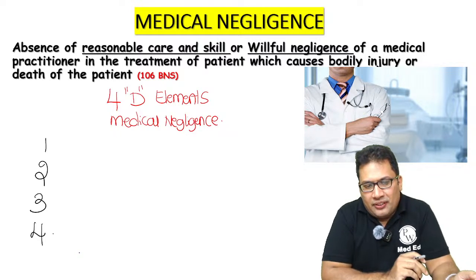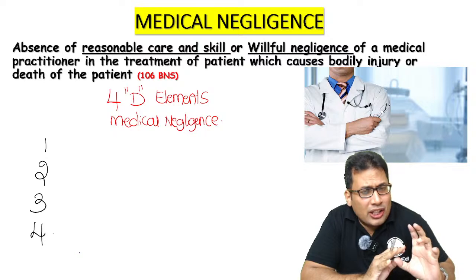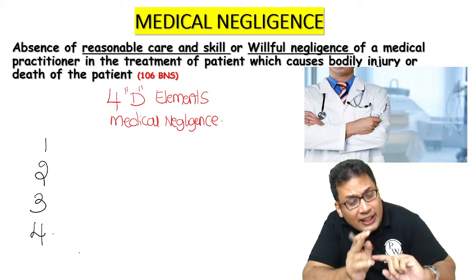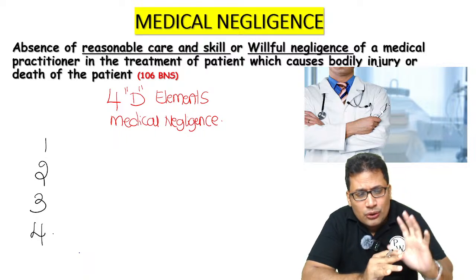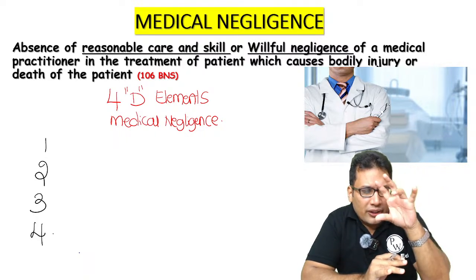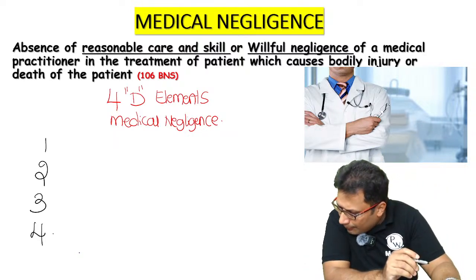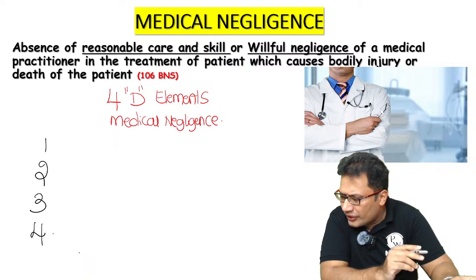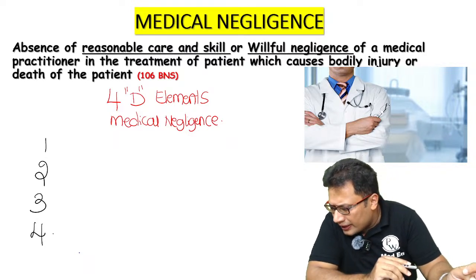So the 4D elements, for example, doctor and patient. What are the 4D elements of medical negligence? That is absence of reasonable care and skill or willful negligence. So what are the 4D elements in proving medical negligence? Every D starts with the letter D. The first thing, damage. Okay, good. Relay answered, sir. It is damage. Direct causation. Very good, Relay. Excellent answer.